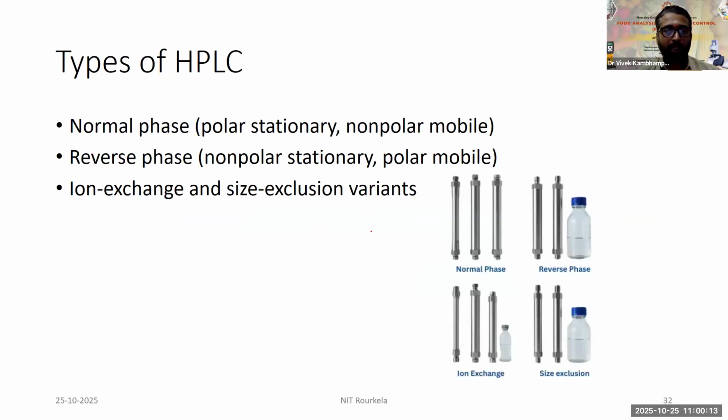Types of HPLC: we have 3 different types of HPLC. Normal phase HPLC. Okay, the column looks like this. The normal phase, reverse phase, and ion exchange HPLC. For each and every method, the column is different. In the reverse phase, you see non-polar stationary and polar mobile solvents can be used.